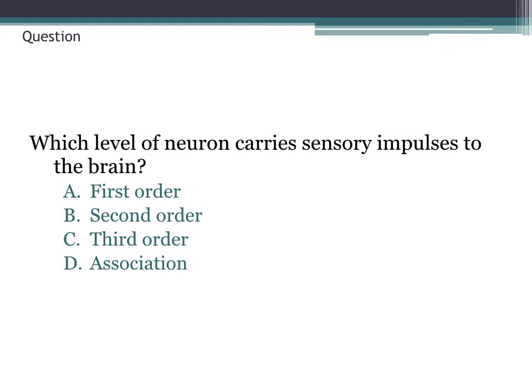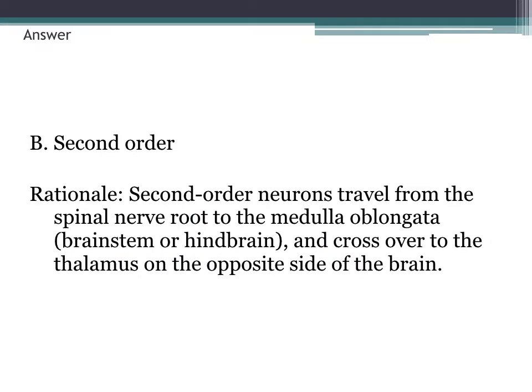So here's an example of a question that might be on an exam. And so think about what answer you would answer. And here's your answer with its rationale. Second order neurons travel from the spinal nerve root to the medulla oblongata, or the brainstem or hindbrain, depending on how you want to phrase it, and cross over to the thalamus on the opposite side of the brain.